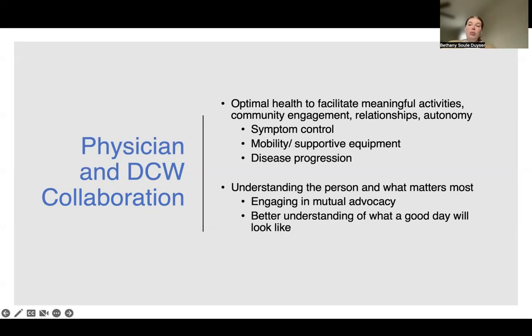Physicians also support the work of direct care workers by understanding the person and what matters most to them. So physicians can be a huge provider of mutual advocacy for a shared person that the direct care worker and physician are both caring for. And physicians can offer some good insight into what a good day will look like because of their understanding of different disease states, particularly when it comes to the progression of chronic illnesses, and can be of great support to direct care workers who are trying to work with those individuals in the home setting.